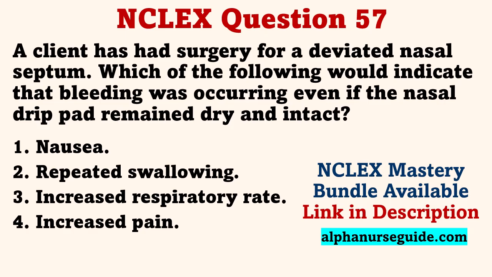Repeated swallowing. Because of the dense nasal packing, bleeding may not be apparent through the nasal drip pad. Instead, the blood may run down the throat, causing the client to swallow frequently. The back of the throat, where the blood will be apparent, can be assessed with a flashlight. An accumulation of blood in the stomach can cause nausea and vomiting, but nausea would not be the initial indicator of bleeding. An increased respiratory rate occurs in shock, but is not an early sign of bleeding in a client who has undergone nasal surgery. Increased pain warrants further assessment, but is not an indicator of bleeding.